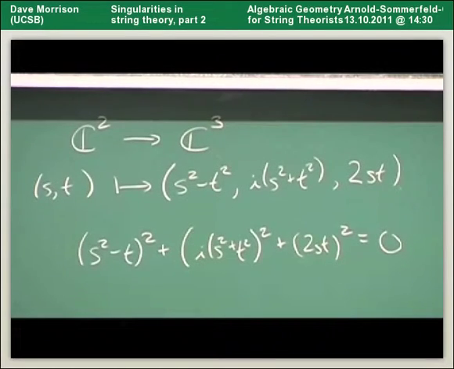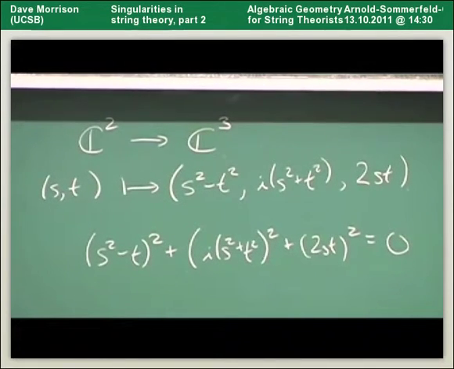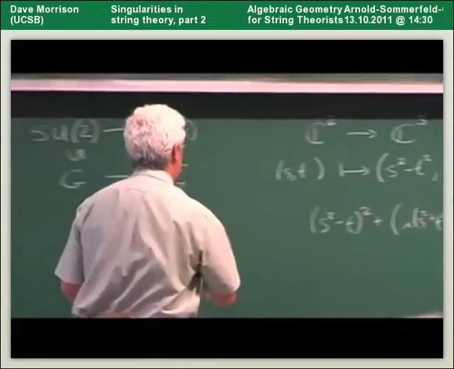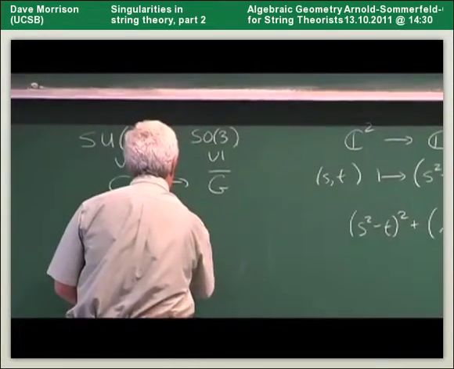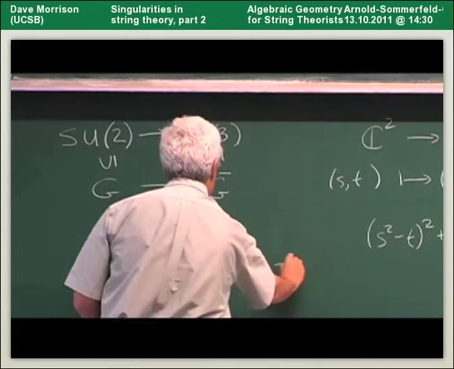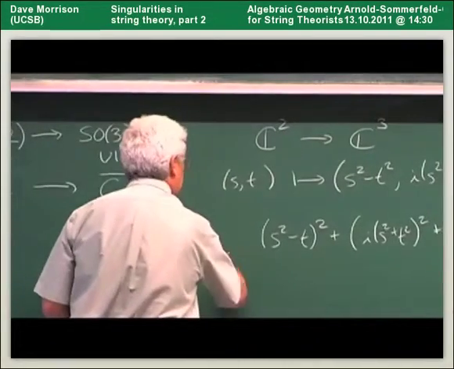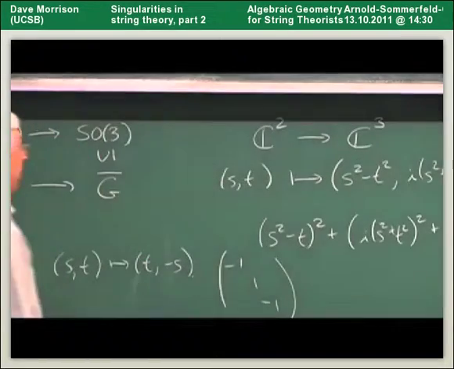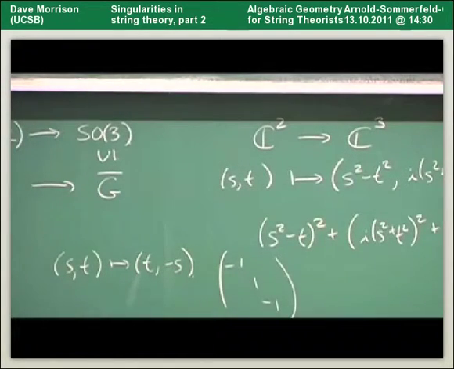Okay, so now I have to figure out how to lift a 180-degree rotation from this three-dimensional space to this two-dimensional space. And my claim is that if I take, first of all, (s, t) goes to (t, -s), then it's not hard to see what happens here. This changes sign, this stays the same, and this changes sign. So that's the 180-degree rotation, (-1, 1, -1), in the three variables.